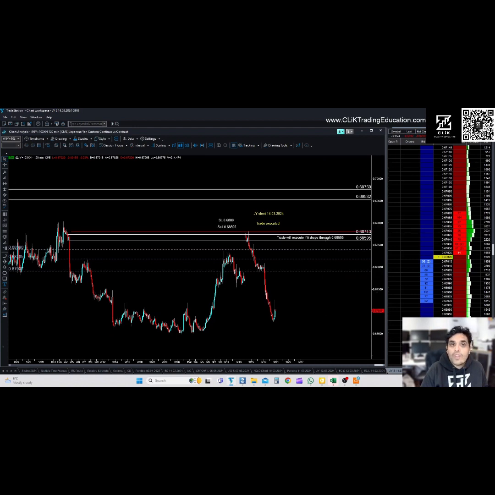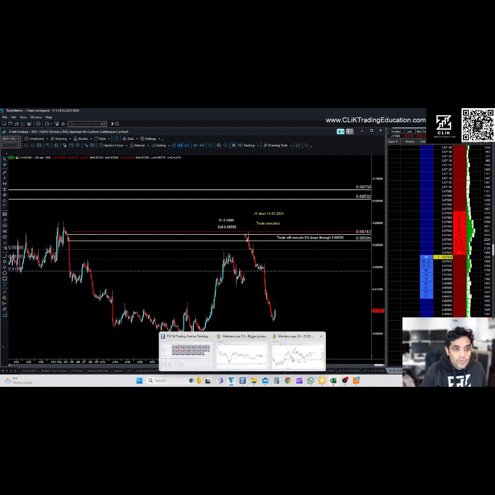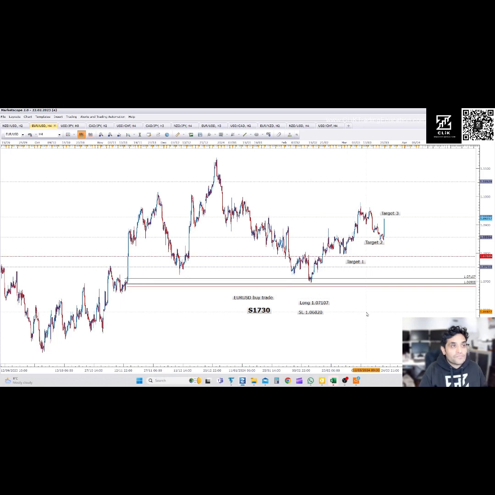Okay, so then let's have a look at the US dollar we had. This is the long trade that we've been in for quite a while. You can see it entered in here at 0.107107. Our stop loss is at 0.106820, which is this red line. You can see here it's come in and hit target 1, which is here, and target 2.